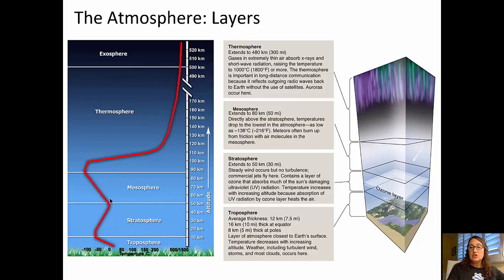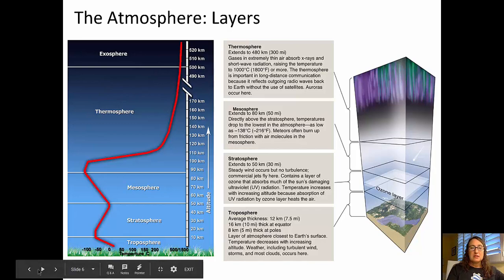If you ever watch a meteor shower, it's in this layer that the meteors are burning up upon entering Earth's atmosphere. Finally, above the mesosphere is the thermosphere. And it's named the thermosphere because temperature increases very rapidly. And then above the thermosphere is the exosphere. So we're now outside of Earth's atmosphere.